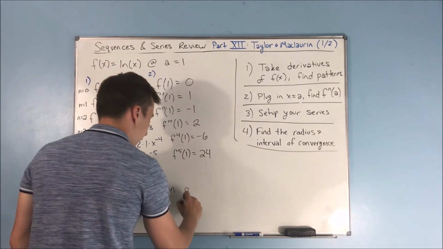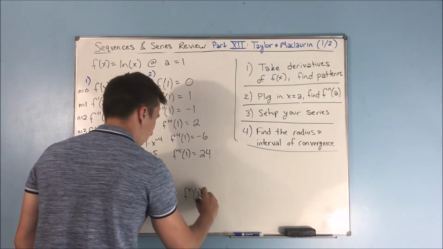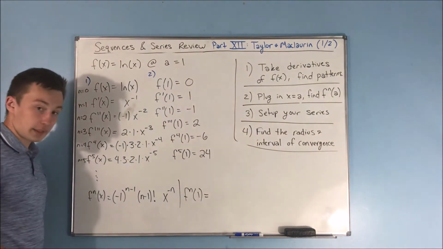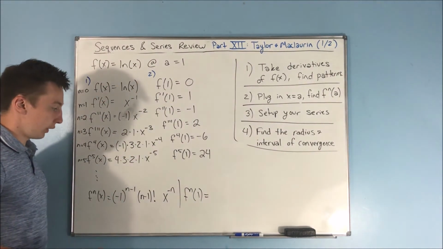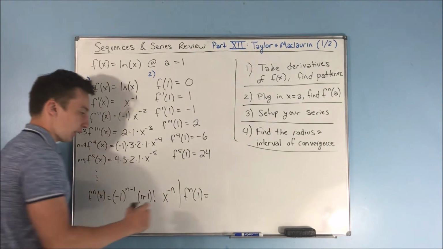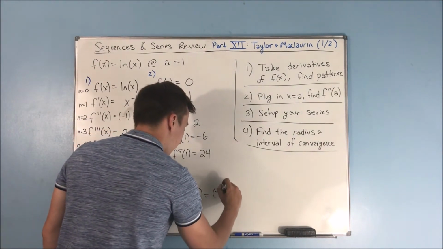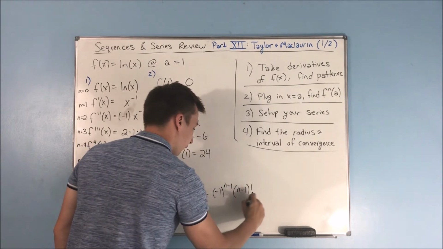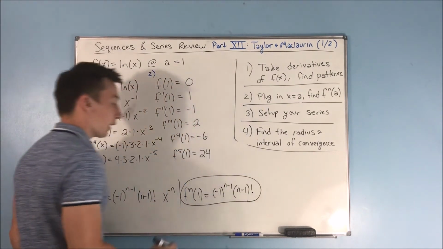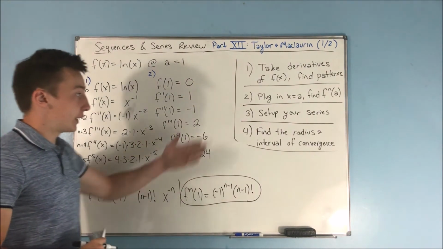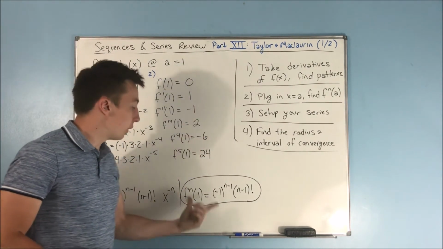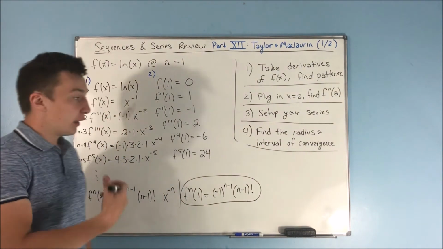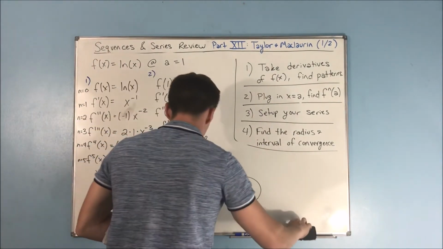And for your nth derivative of f at 1, if you plug in a 1 for this x here, you're just going to get 1. So you just have this left over, this negative 1 to the n minus 1 times n minus 1 factorial. And this is what we're going to be plugging in to set up our series. That's why we go through steps 1 and 2, so we can plug this nth derivative of f at our a into our series.